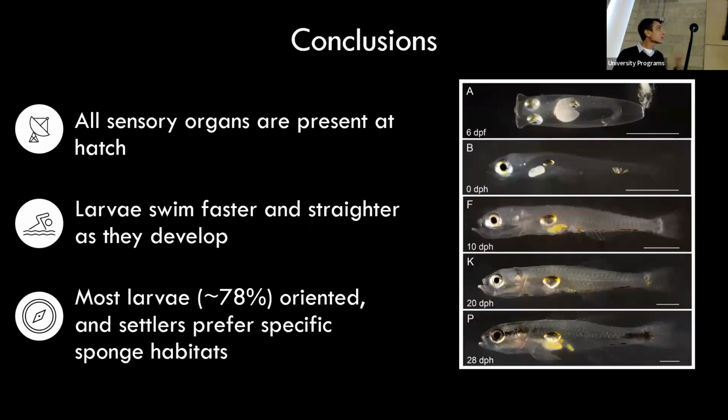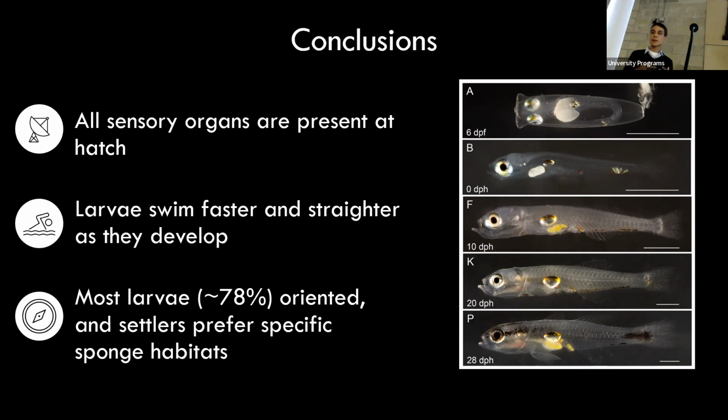And so we found that all of the sensory organs are present at hatch, that larvae swim both faster and straighter throughout development, and that most larvae, up to 78%, oriented, and settlers prefer specific sponge habitats at settlement. So they have these complex behaviors that they can employ.